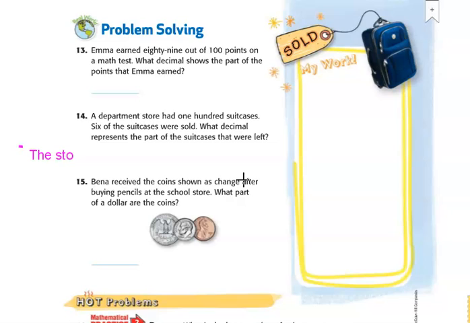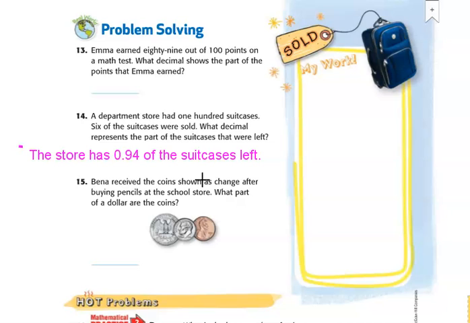The store has 94 hundredths of the suitcases left. I would not say 94 suitcases, 94 hundredths suitcases left, because that would mean you cut apart a suitcase and had not a whole suitcase. 94 hundredths of the suitcases left is the way to write that correctly, because you're talking about a total of 100 there.